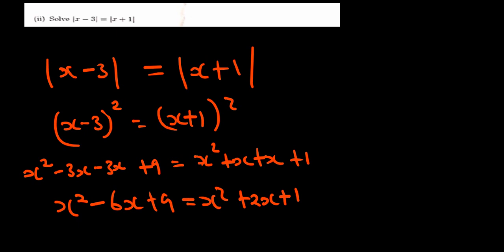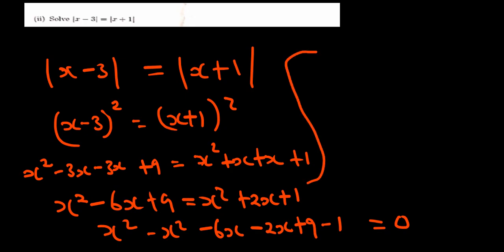So this is what we have, right? So take all of these terms to the same side. We are going to have x squared minus x squared minus 6x minus 2x plus 9 minus 1 is equal to 0. So x squared minus x squared will go. Minus 6x minus 2x, I'm going to get minus 8x, and then plus 9 minus 1, that would be plus 8 is equal to 0.